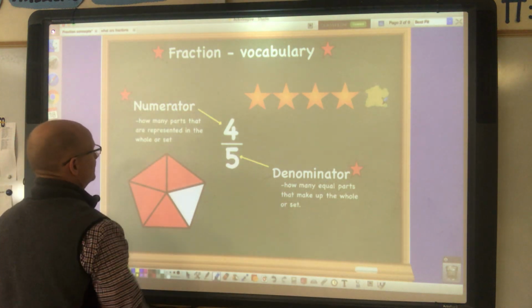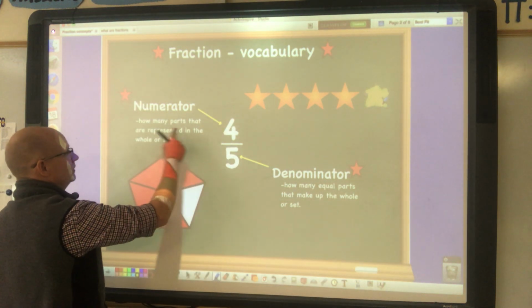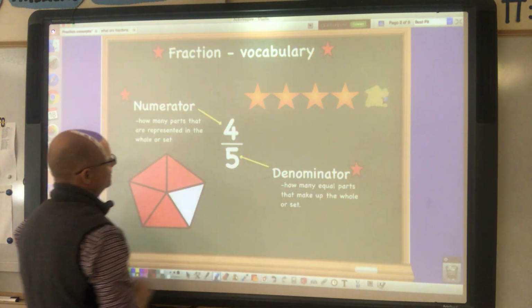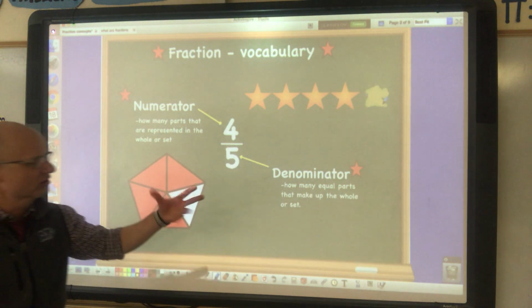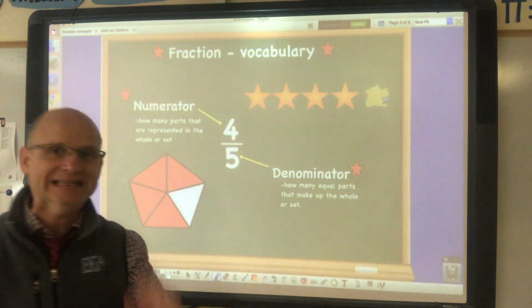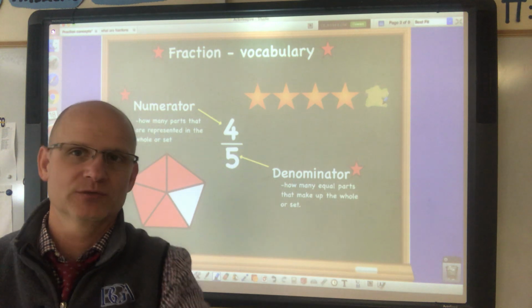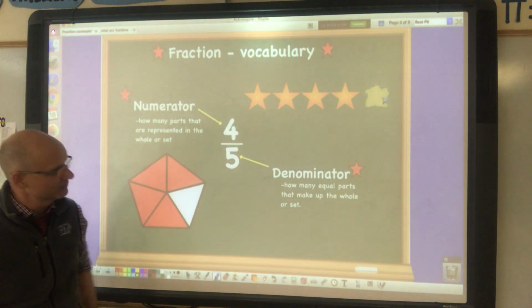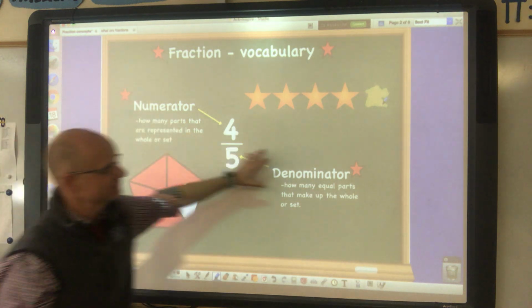Also know that the number on the top is called the numerator, and the number on the bottom in the fraction is called the denominator. The numerator represents how many parts are shaded or represented, and the denominator represents how many equal parts make up the whole. Equal parts. There are 5 equal parts here that make up the whole. So please write this down because there are red stars here.